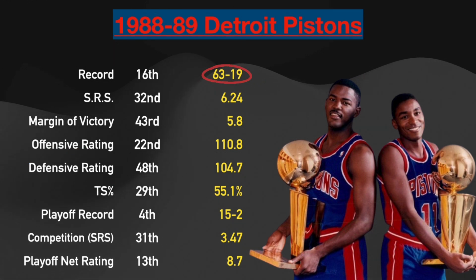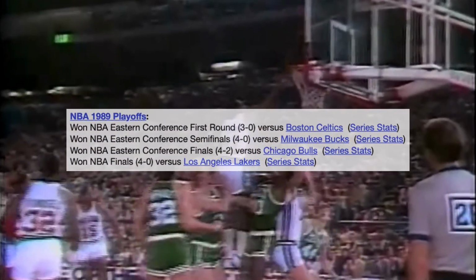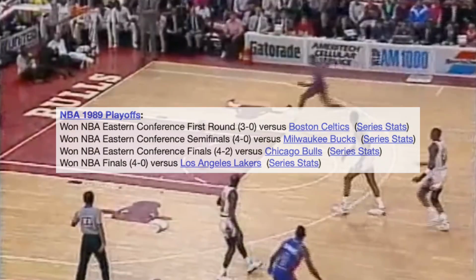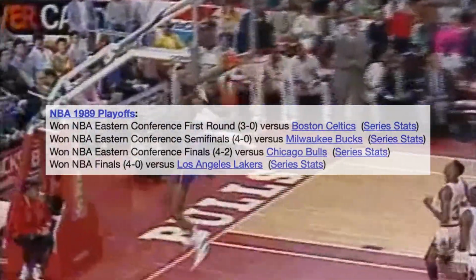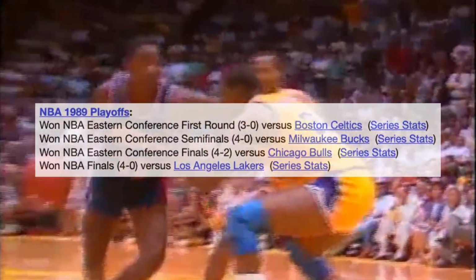Besides their regular season record being a phenomenal 63-19, their playoff record was even better at 15-2, placing 4th all-time, while beating teams by 8.7 points per 100 possessions. They swept the Celtics in the first round, swept the Bucks in the second round, beat the Jordan Bulls 4-2 in the conference finals, and beat the Lakers in the finals 4-0.